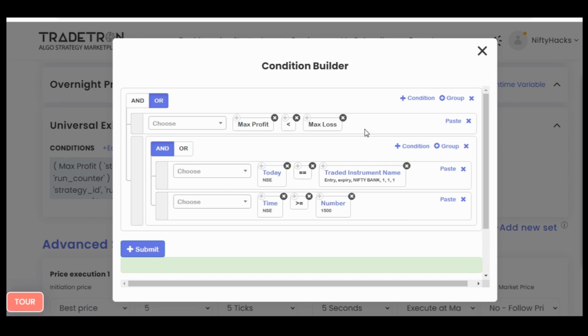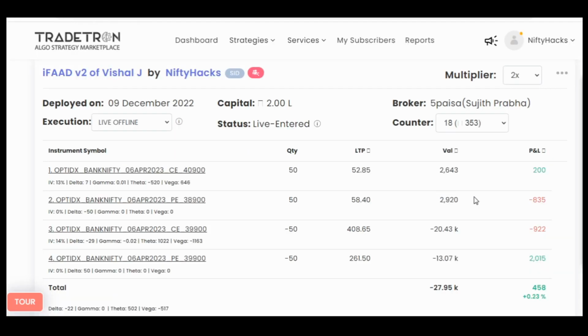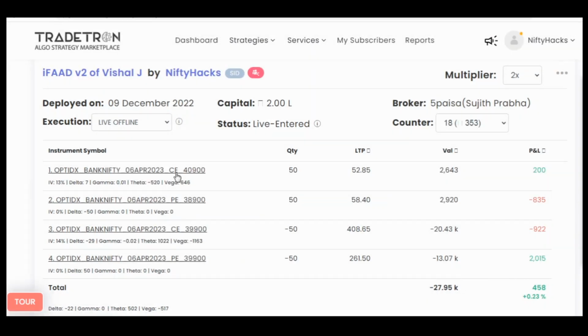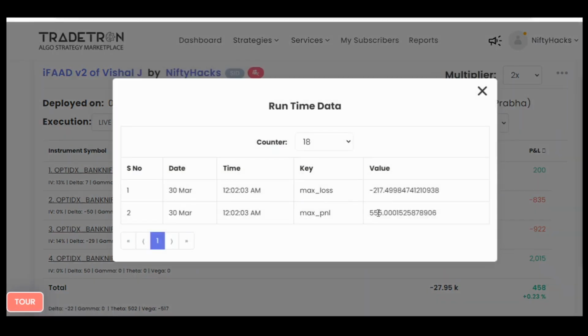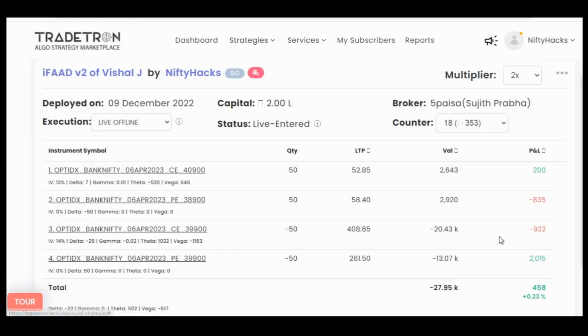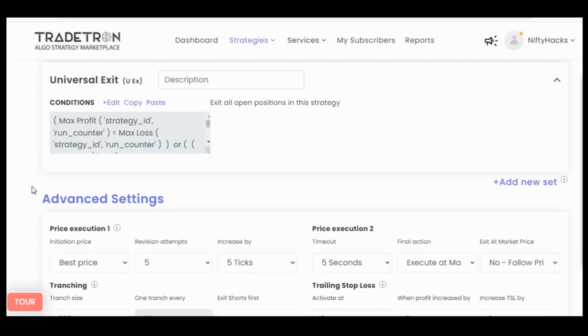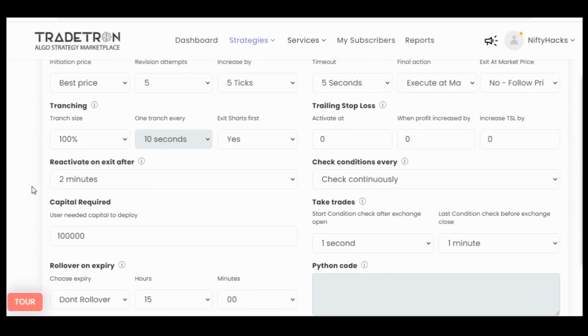And this is just to check how much max profit and loss the strategy has attained up till now. If you go to this runtime, see, we entered this fresh trade yesterday, and as you can see, up till now our max profit went up to 555 and our max loss went up to 217, and currently profit is running at 458. So this is just to check how much profit and loss variation we have got. So this is simple, and from now onwards I would suggest always keeping this exit short first box yes in every strategy.